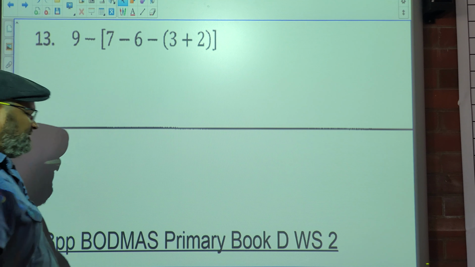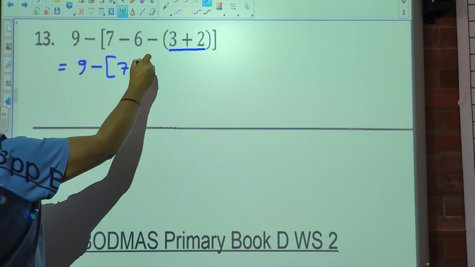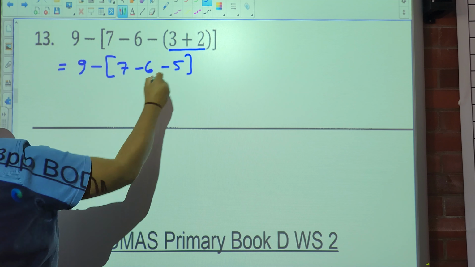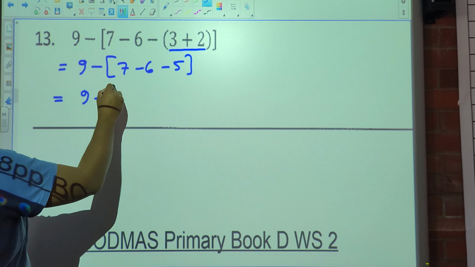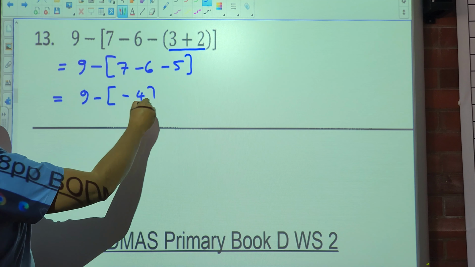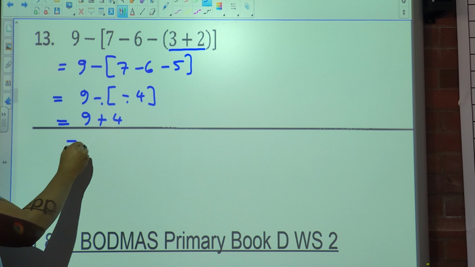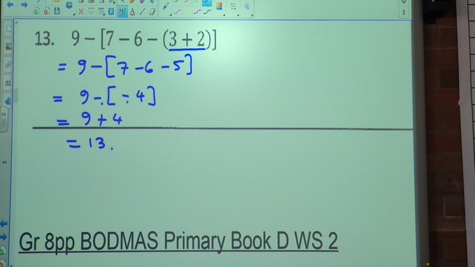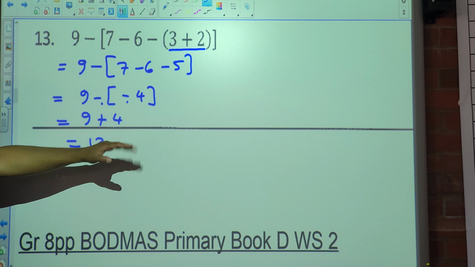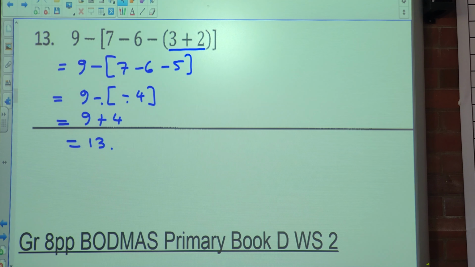People, the last one, number 13. The most inner brackets must be done first. So it's going to be 9 minus 7 minus 6. What's 2 plus 3? 5. So it's 9 minus open bracket. What's 7 minus 6? 1. And 1 minus 5? Negative 4. What's negative multiplied by negative? Positive. So 9 plus 4, which is 13. Okay. Again, if you didn't get this right, it's fine for now. When you're explained integers, then that sum should be a fairly routine, fairly easy sum.